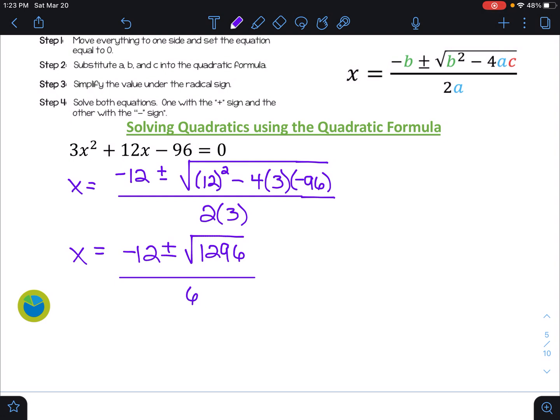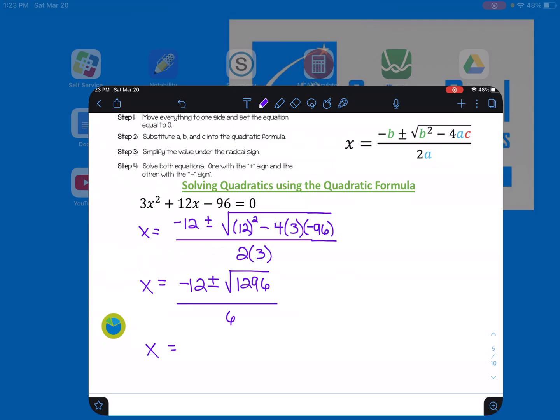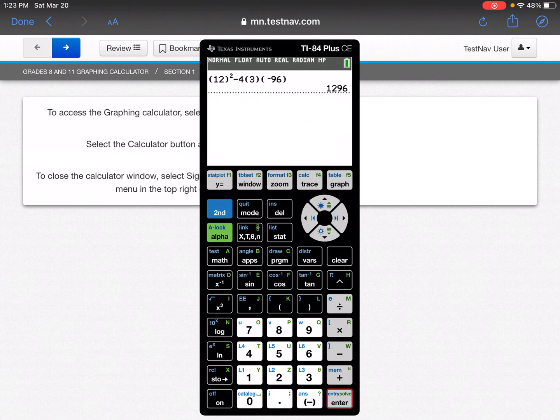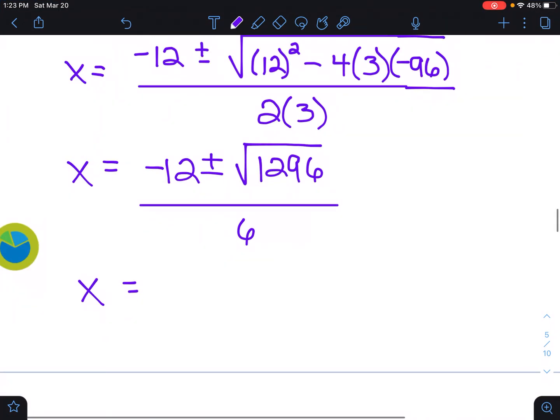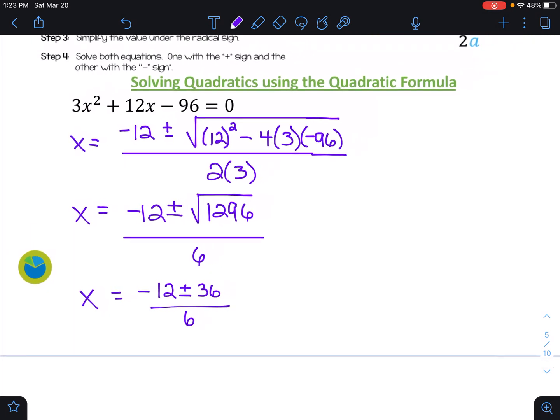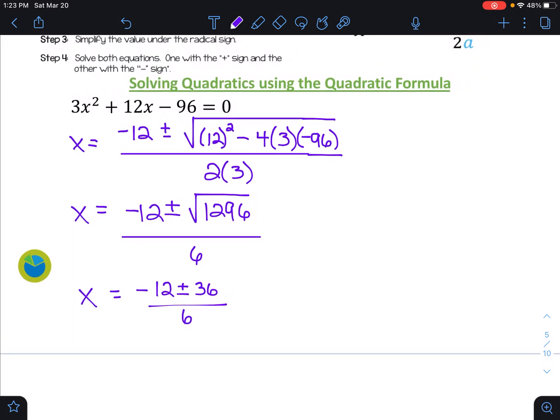Okay, now I need to figure out, you're still going to go, what does this equal? Now you're going to do the square root of 1296. So square root of 1296 is 36. Okay, so I have negative 12 plus or minus, this is now 36 over 6. Okay, so I need to figure out what my answers are, right? So I have two answers. One is going to be negative 12 plus 36, figure out what that is, and then divide by 6. So negative 12 plus 36 divided by 6.